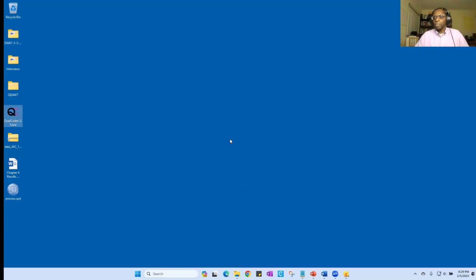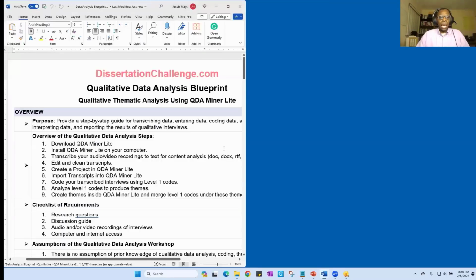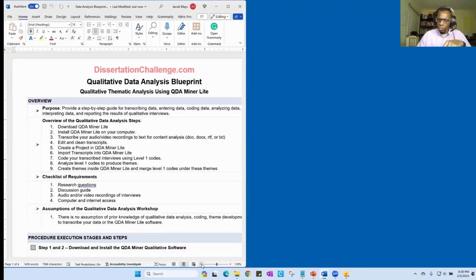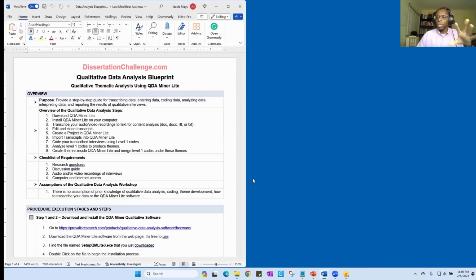I'll use that next time because I have to develop a worksheet, so let me just show you this. Let me just make this smaller because this is just so big. Whenever I do qualitative research or any research, I always have for people as an option what I call a qualitative data analysis blueprint for that particular software. Okay.